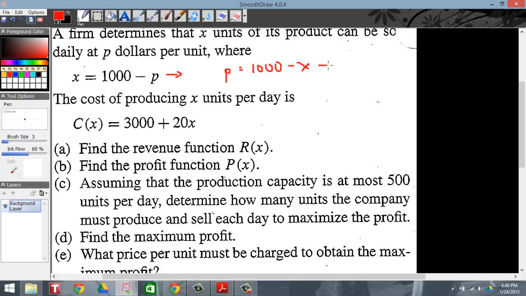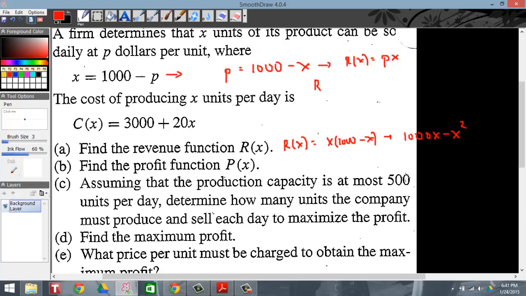What this tells me is the revenue. Now, if you look at the book, the book dictates that revenue is equal to the number of units times the dollars per unit sold. So what they say is that R of X is equal to P times X. So I use that information to say that R of X, which is this revenue function right here, if P equals this function here, then R of X is going to be X times 1,000 minus X. Or I can simplify that into 1,000X minus X squared.